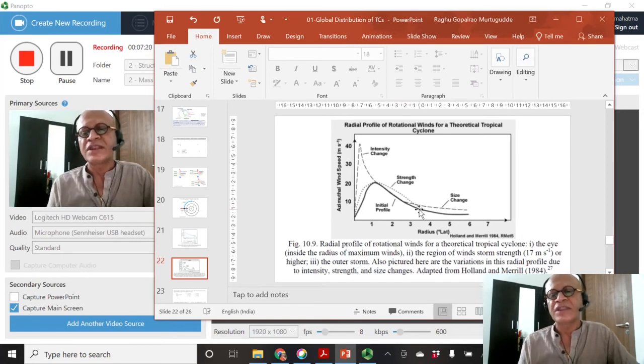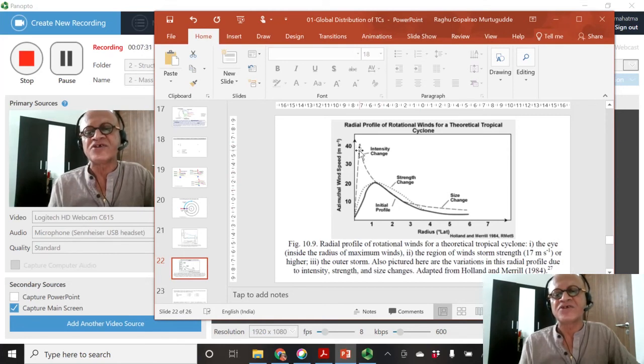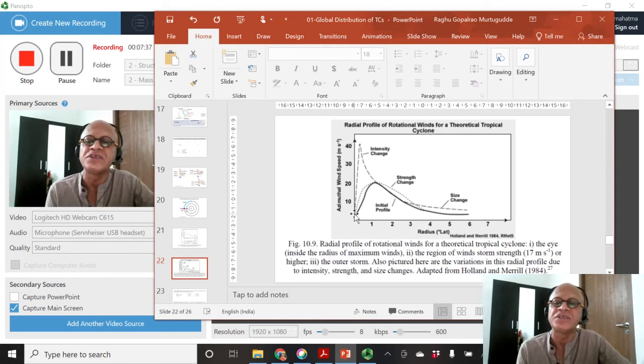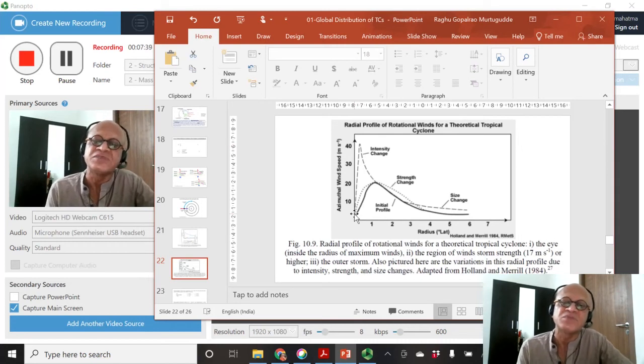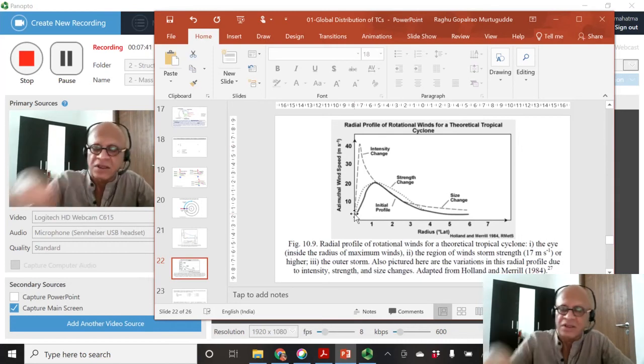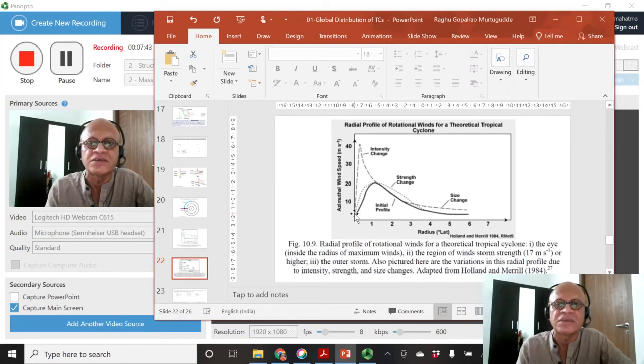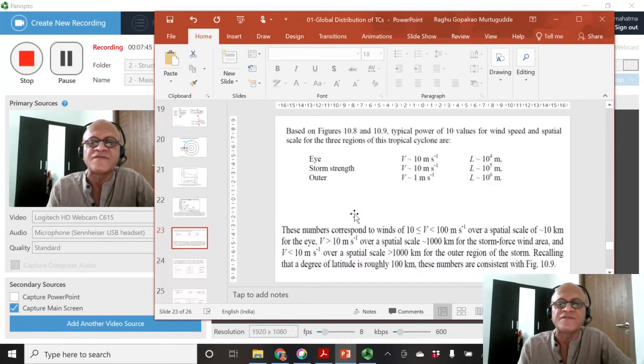Or you can intensify the cyclone, so intensity change will rapidly increase the maximum winds towards the eye of the cyclone, and then there is a much sharper pressure gradient into the eye and a much sharper drop off in the azimuthal wind speeds, so the wind speeds along the direction of the cyclone.